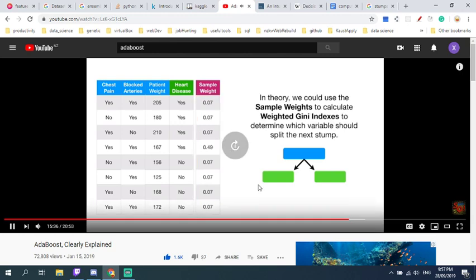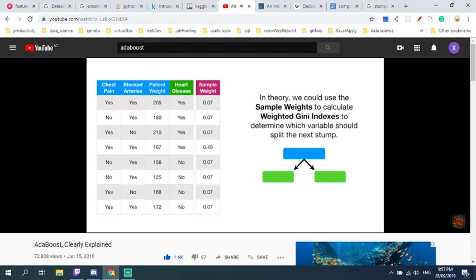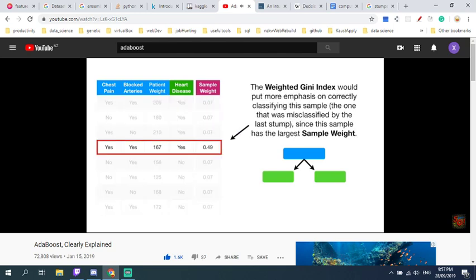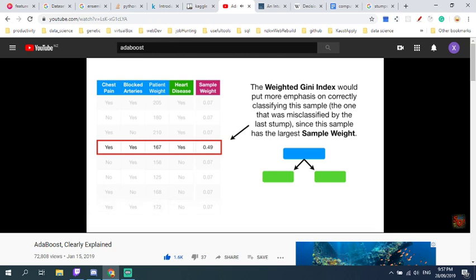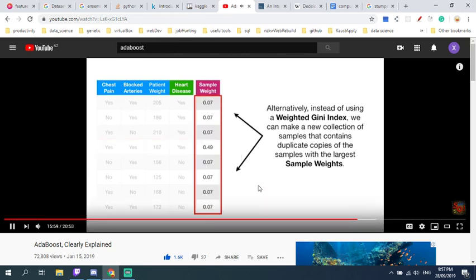Bam! We use weighted Gini indexes to determine which variable should split the next stump. The weighted Gini index would put more emphasis on correctly classifying this sample, the one that was misclassified by the last stump, since this sample has the largest sample weight. If we don't have a weighted Gini index, we can make a new collection of samples that reflects the sample weights.